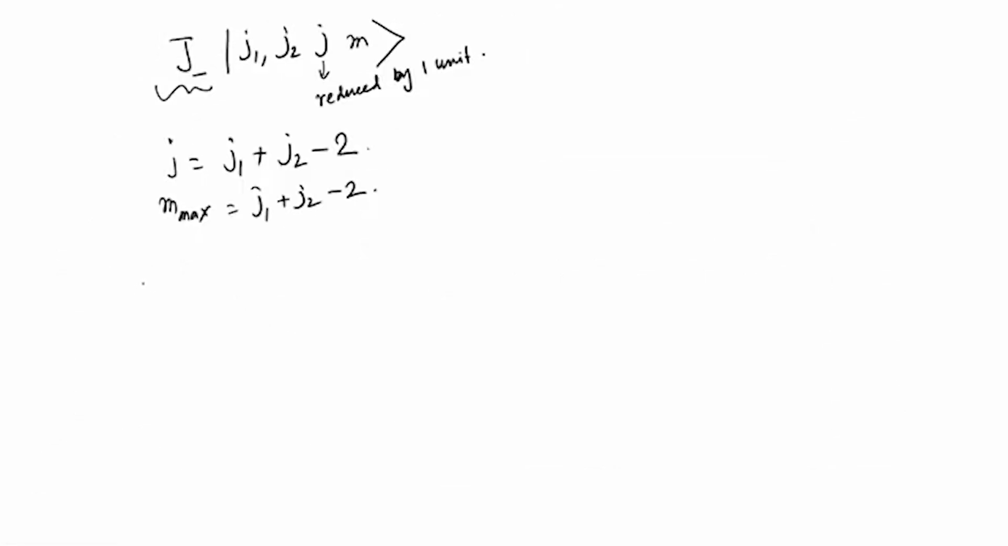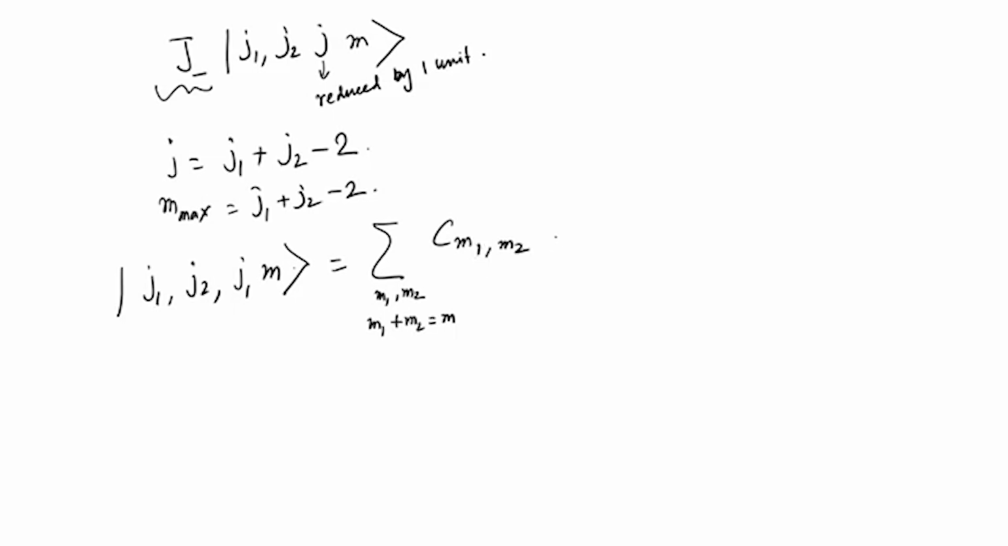So, what are these? Let me simplify this description. This notation seemed best to me, since it makes these quantum numbers explicit, and that is what is important for you. We have two sums, M1 and M2, and the only thing you need to take into account is that M1 plus M2 has to be equal to M, and we have a C M1 M2, the Clebsch-Gordon coefficient, which is equal to ⟨J1 M1 J2 M2|J M⟩.